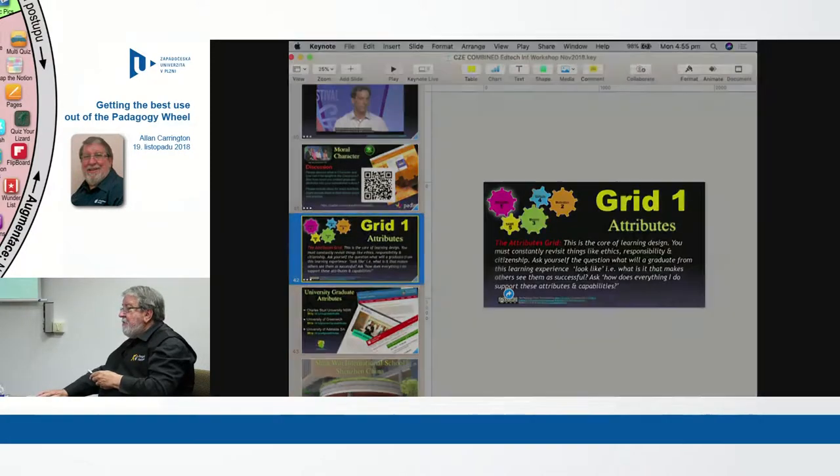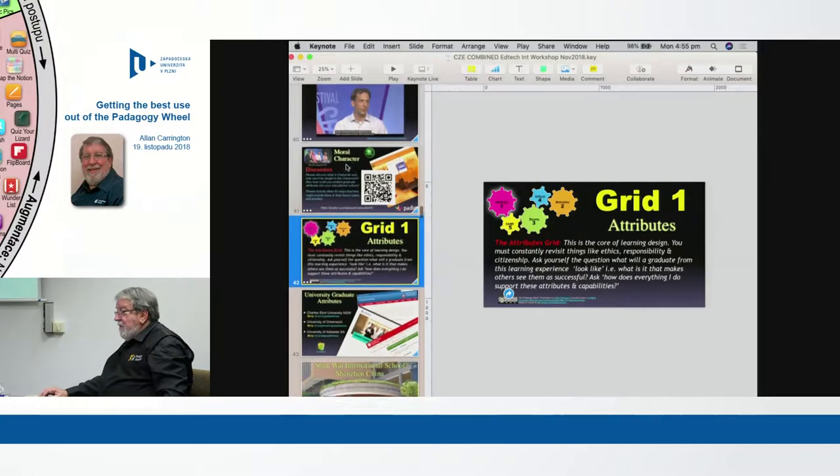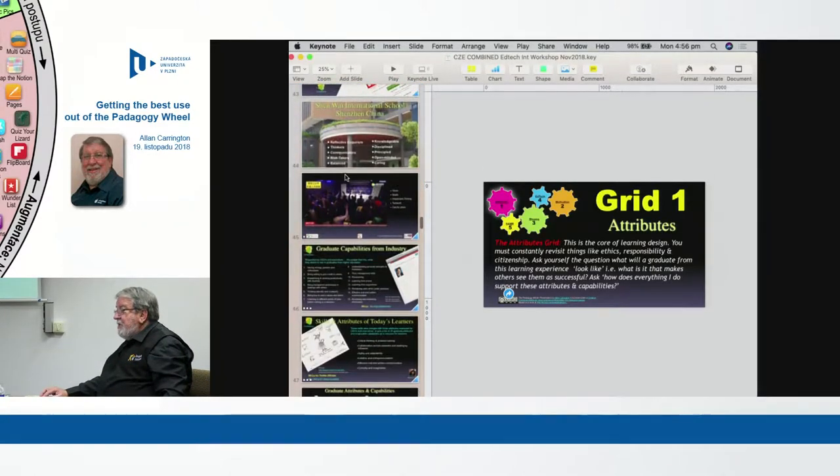And this is the attributes grid. This is the core. You must constantly revisit things like ethics, responsibility, and citizenship. Ask yourself the question, what will a graduate from this learning experience look like? That is, what is it that makes others see them as successful? Ask, how does everything I do support these attributes or capabilities? You think that's an important question? Well, the University of Greenwich does, but this is why.